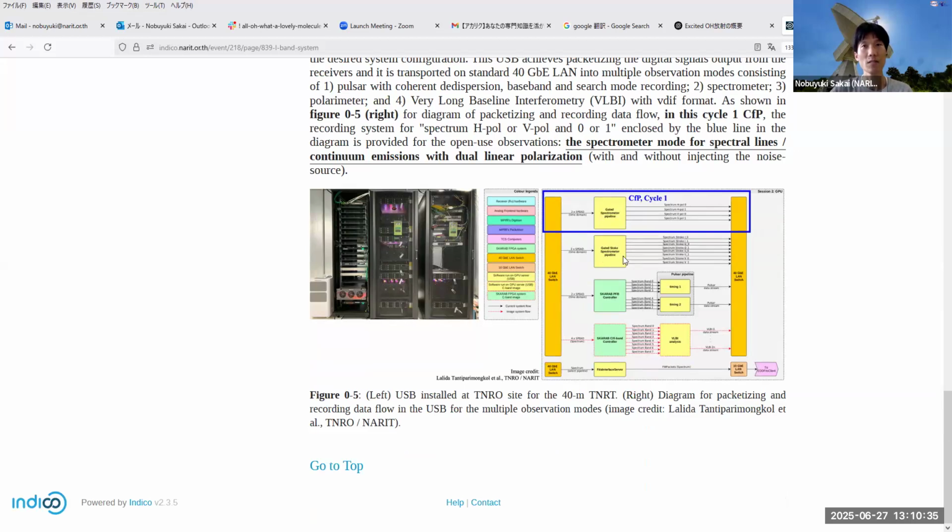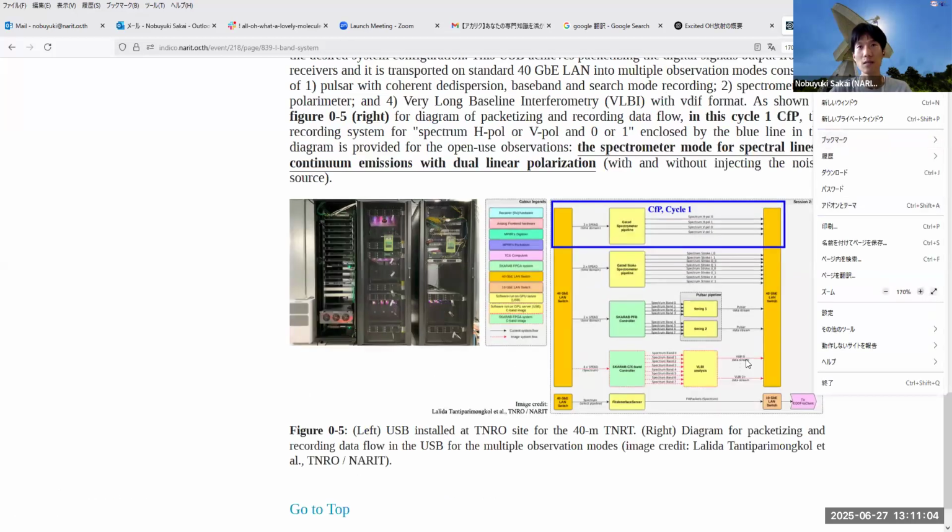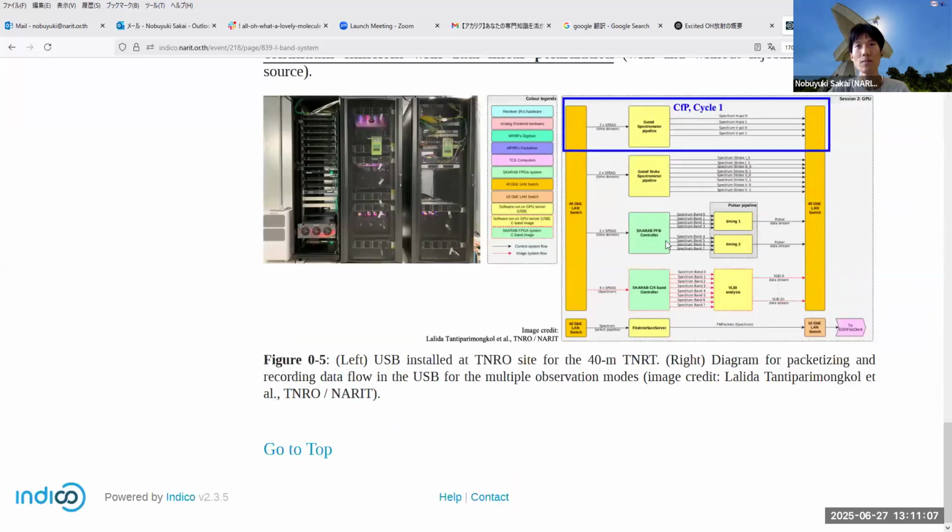One more piece of information about our backend system is that we use the universal software backend, also developed by Max Planck. So this backend allows us to use many observation modes. For example, we have opened only one spectroscopy mode, but we have a lot of other items: full Stokes backend, which is under commissioning, and also a pulsar backend, and also a VLBI backend.